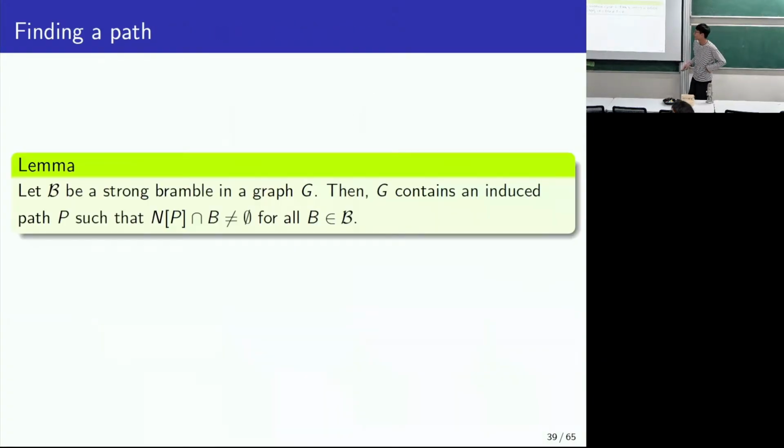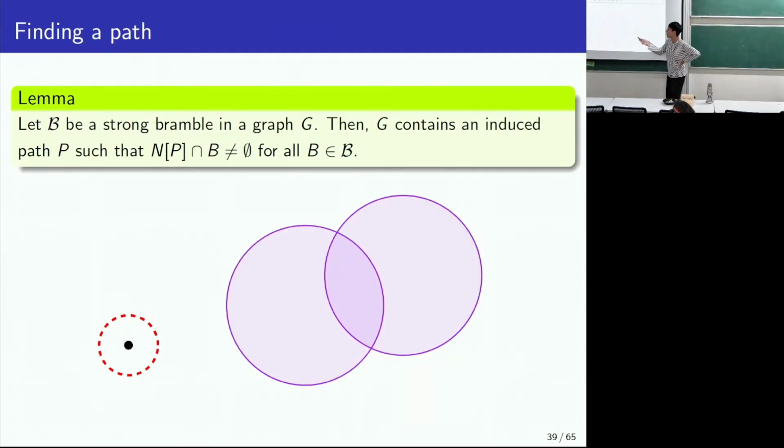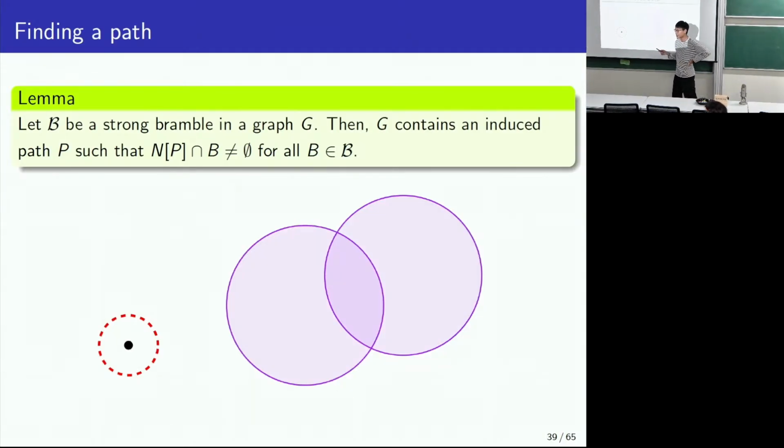Then I will start the next part. We will find the induced path whose neighborhood meets all these bramble elements, meaning that the closed neighborhood of this path is a hitting set of our strong bramble. For now, just this general graph. So this is the induced version of the method used by Bruce Reed. So I will give a proof.